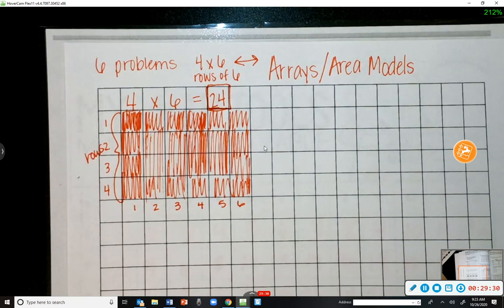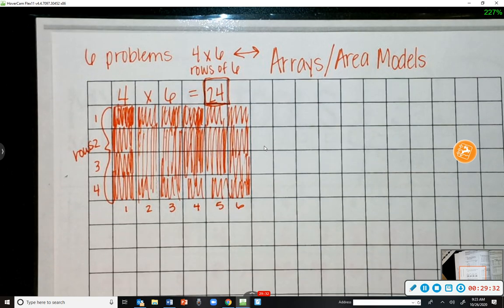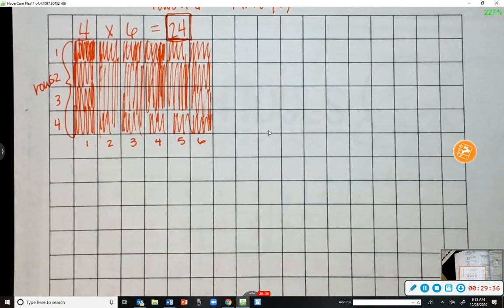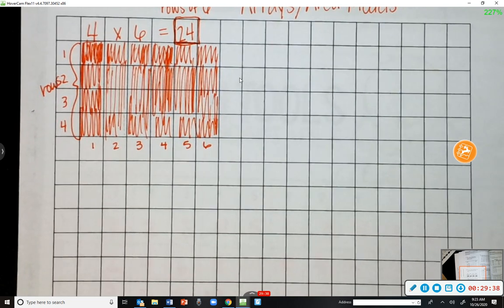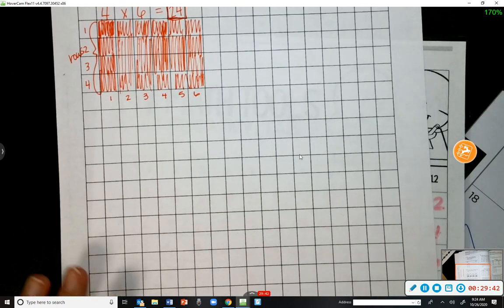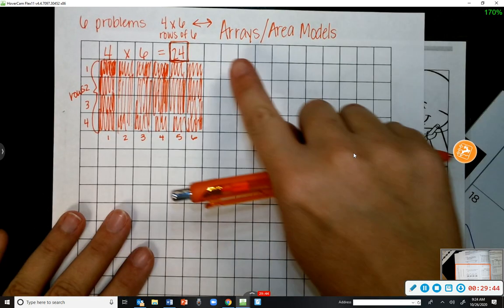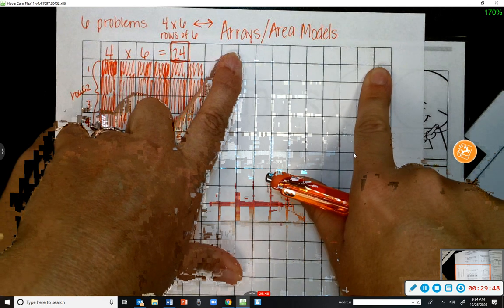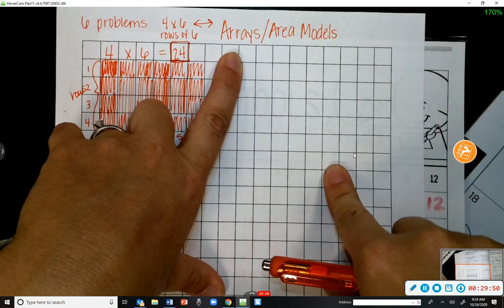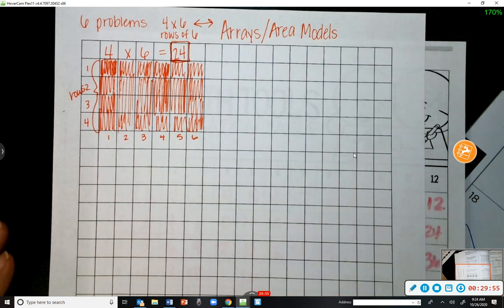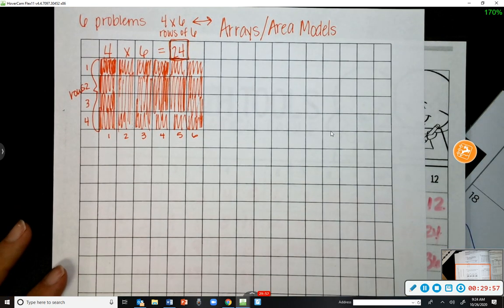Can you do any problem? You can do any problem, but let's make sure it's not too big. I would probably say 6 and under, because if you do too big, you're going to run out of space on this grid paper, okay? So what I would do next is skip a couple of spaces, write your next one here, and make sure you have enough blocks before you start shading in, okay?